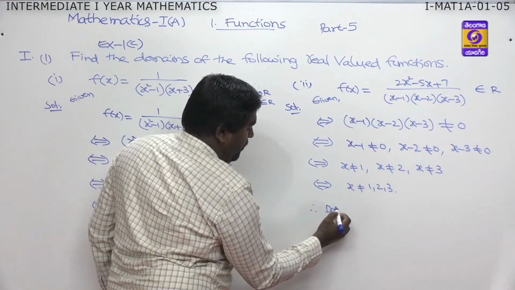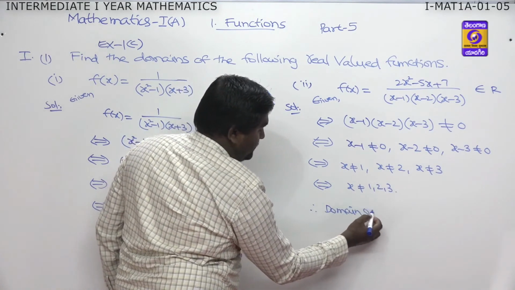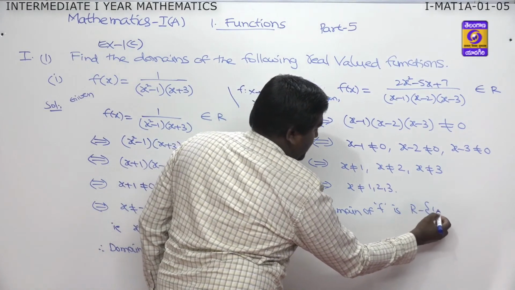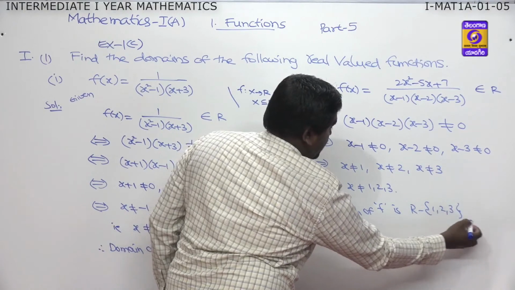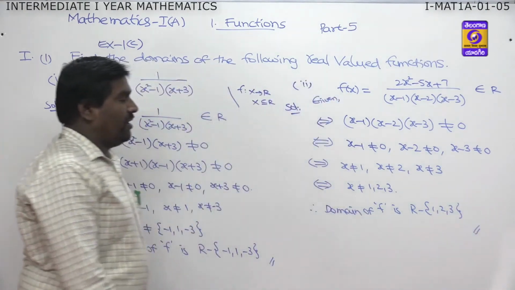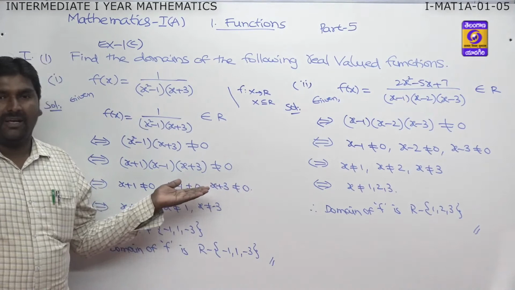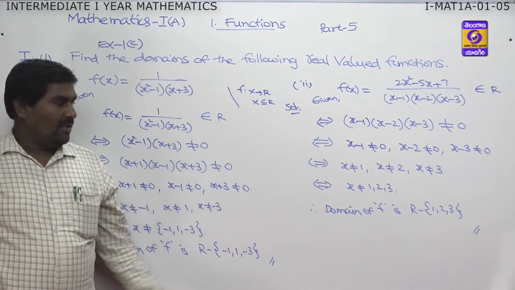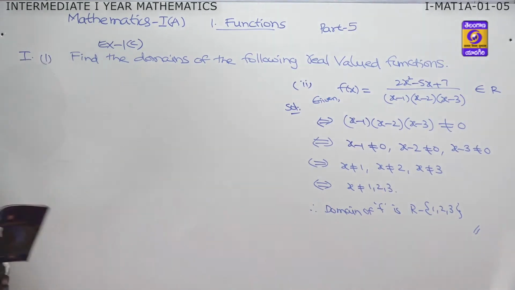Therefore, domain of f is R minus {1, 2, 3}. f యొక్క ప్రదేశము వాస్తవ సంఖ్యా సమితిలోంచి 1, 2, 3 లను తీసివేయగా వచ్చేటువంటి సమితి.